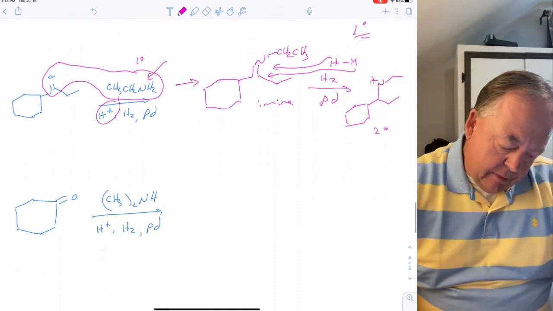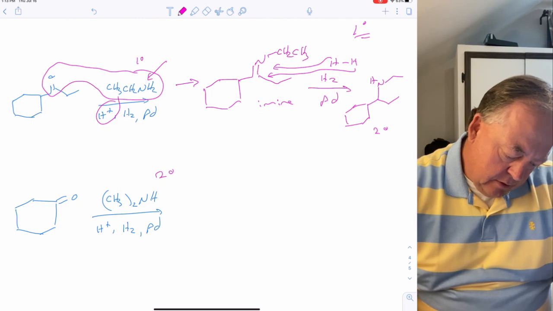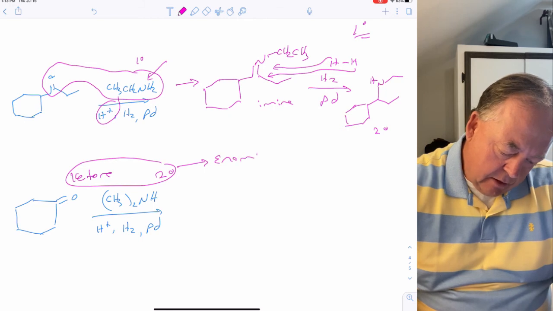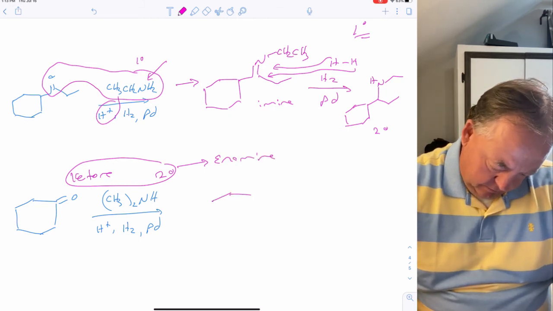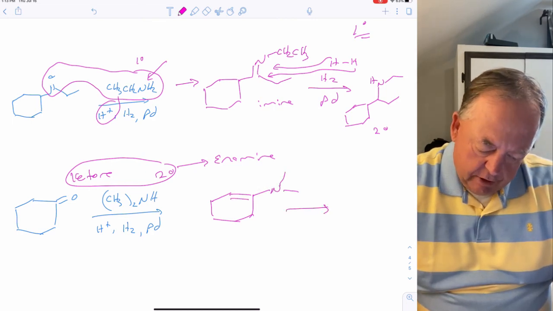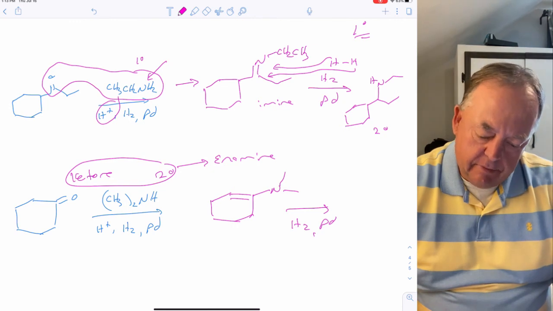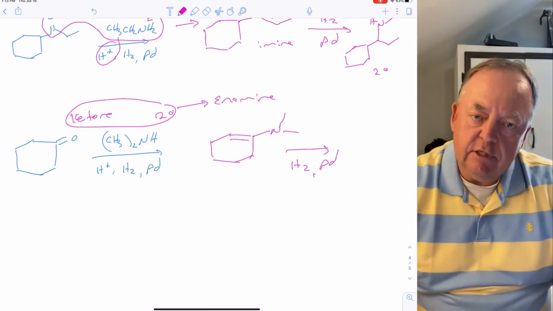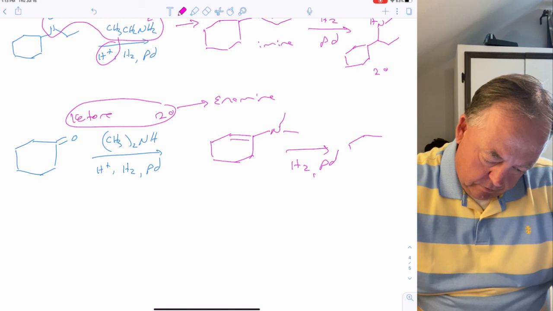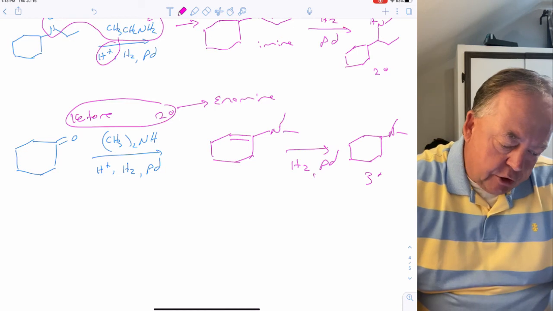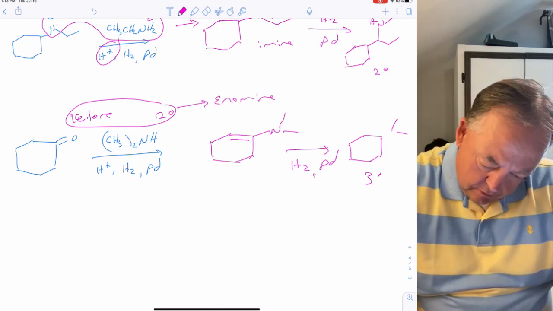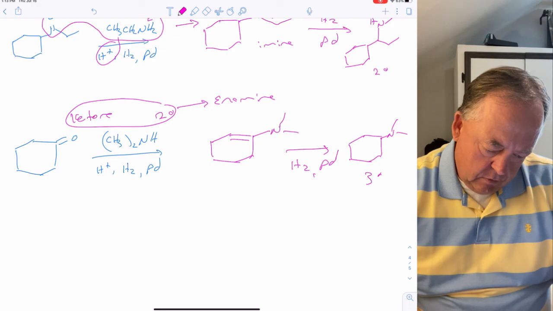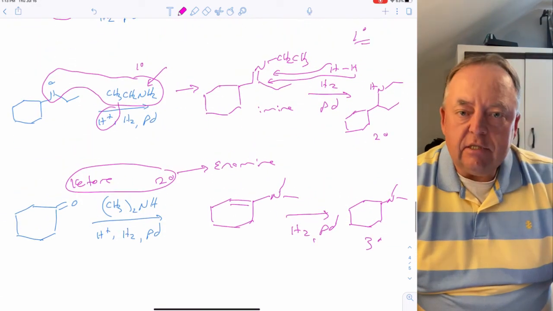And if it's a secondary amine that you start with and a ketone, then if you remember, this is your recipe to make an enamine. And then once you had the enamine, it would react with H2 and palladium to add hydrogen and hydrogen across the C double bond C. And you would end up with that tertiary amine. Okay, so that's the reactions of amines that you have to know.